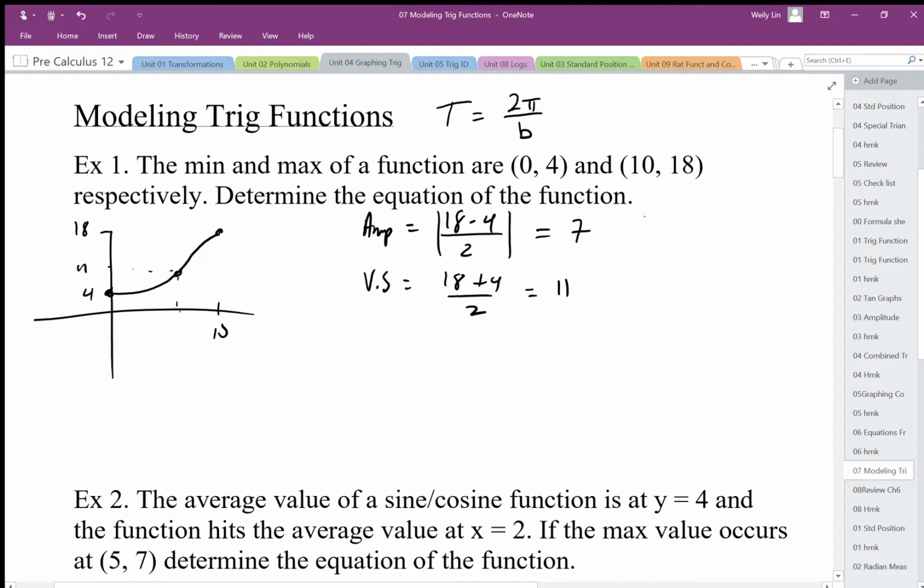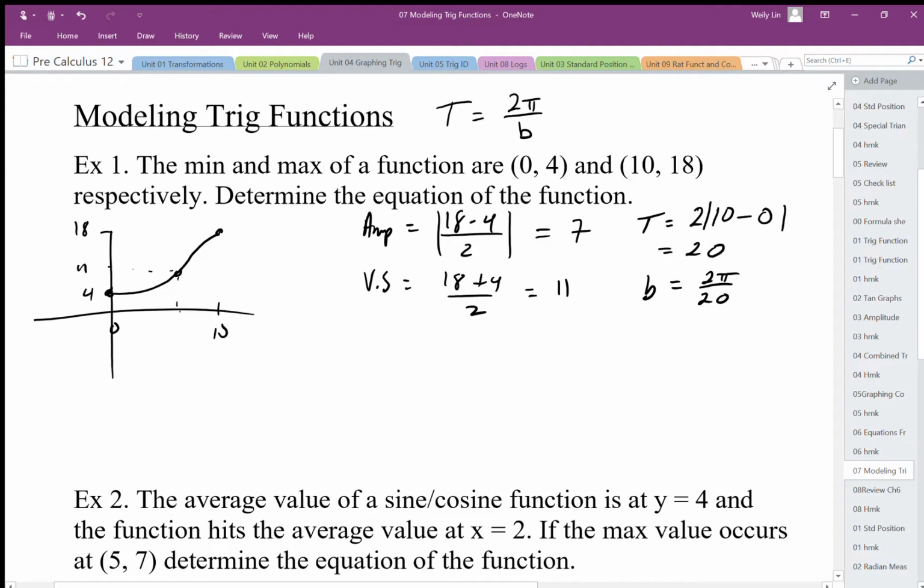Our period, in this case, the distance from 0 to 10 is going to be half the period. So for our period, we're just going to subtract. It's a distance, so we're subtracting, and we're going to multiply that by 2. So our period is 20. Our b value then works out to be 2 pi over 20. Now I can simplify that fraction. However, I think I've mentioned this before, that if we leave it in the 2 pi form, the period actually shows up in the denominator of that b value. So that's kind of ideal.